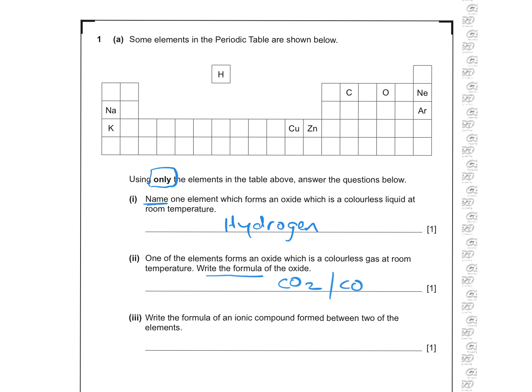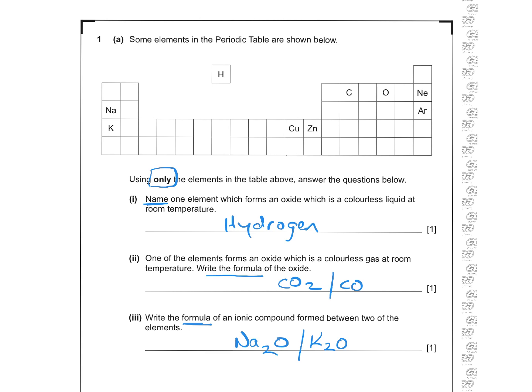Write the formula of an ionic compound formed between two of the elements. An ionic compound is formed from a metal and a non-metal reacting together. So I could pick any of these ones, combining with, say, oxygen or hydrogen. So I'm just going to pick sodium and oxygen. And I have to write the formula. There's going to be Na2O. But just as an example, I could also have done, let's say, K2O.